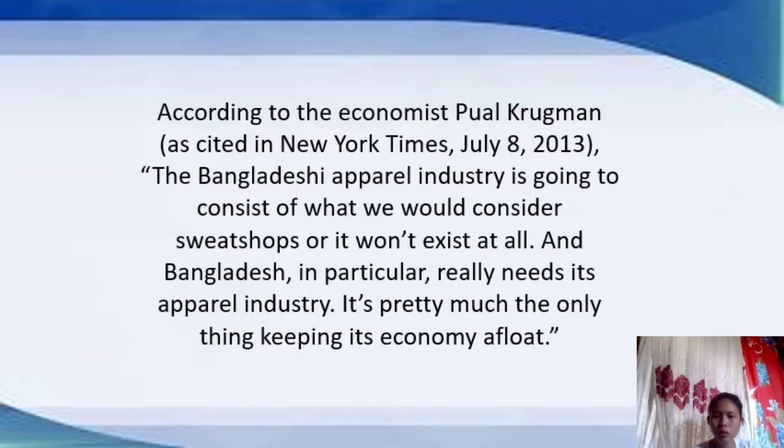According to the economist Paul Krugman, as cited in the New York Times, July 8, 2013, the Bangladeshi apparel industry is going to consist of what we would consider sweatshops, or it won't exist at all. And Bangladesh, in particular, really needs its apparel industry. It's pretty much the only thing keeping its economy afloat.